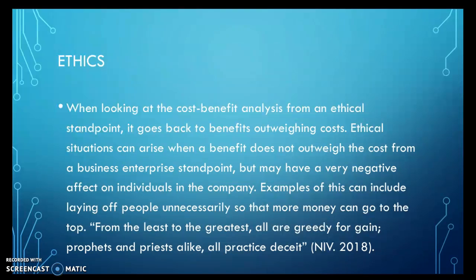When looking at the cost-benefit analysis from an ethical standpoint, it goes back to the benefits outweighing the costs. So I think ethical situations can arise when the benefit does not outweigh the costs from a business enterprise standpoint, but still can have a negative effect on individuals in the company. So an example may be unnecessarily laying off people so that fewer people can do the job at the same rate, but more money goes to the top.